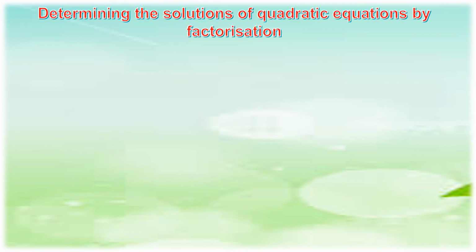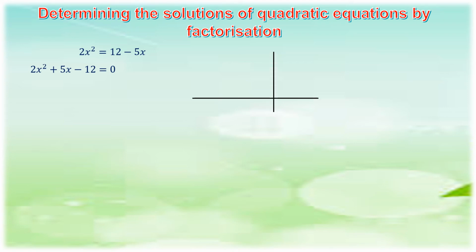Now let us have determining the solutions of quadratic equations by factorization. Supposing we have 2x squared is equal to 12 minus 5x. First, we are going to transpose 12 minus 5x to the other side, which is equal to 2x squared plus 5x minus 12 is equal to 0. Then we are going to use the cross method. The first lane will be equal to 2x squared and the factors are the following: 2x and x. And the second lane would be negative 12 and the factors are the following: negative 3 and positive 4. And the third lane will be for 5x.